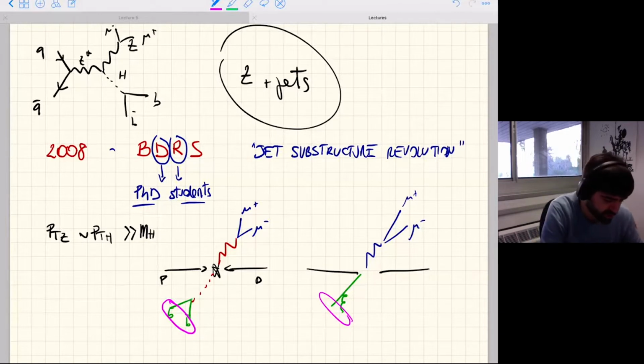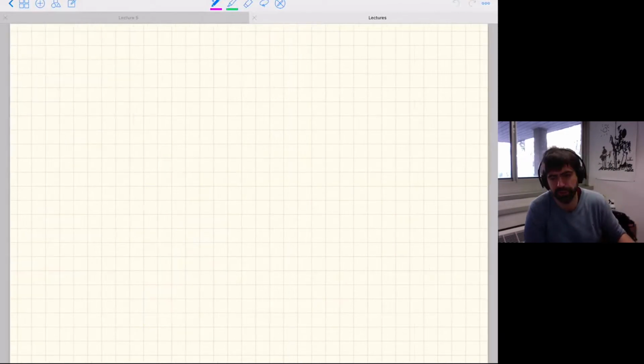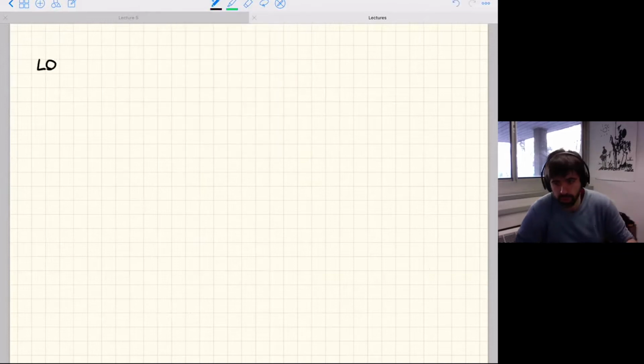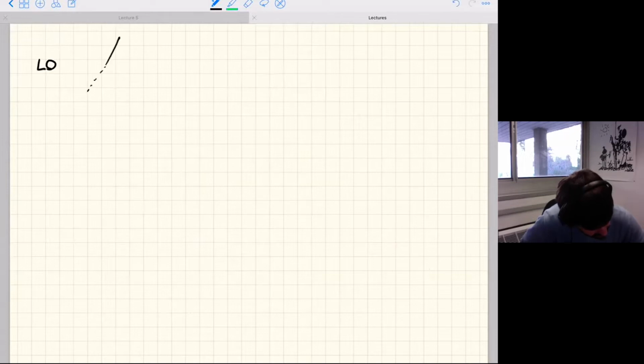What is the condition to satisfy? Well, let's do a very simple leading order calculation. I want a leading order. What I have is a Higgs that decays into b b-bar.